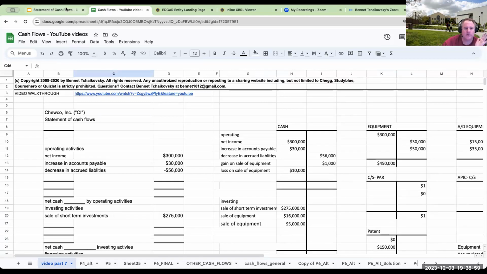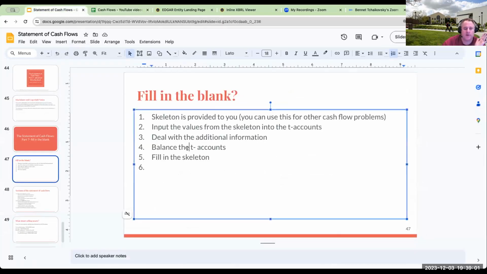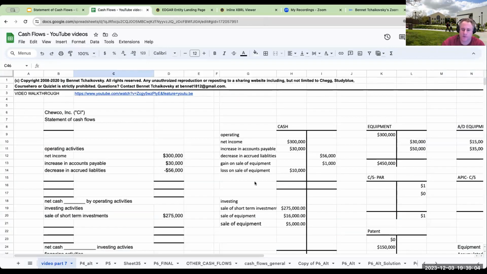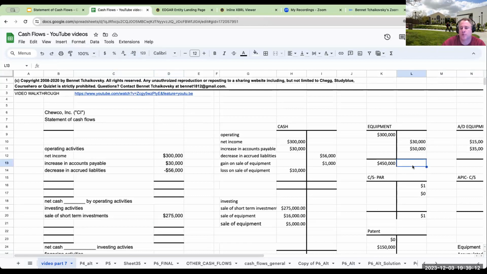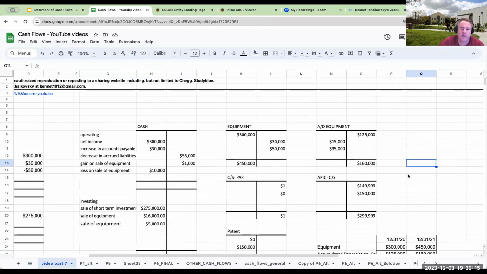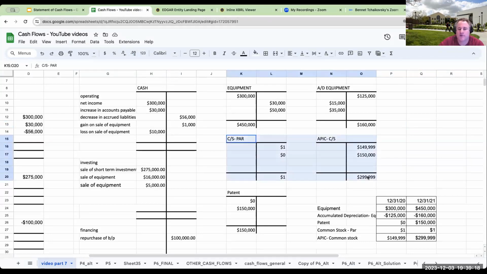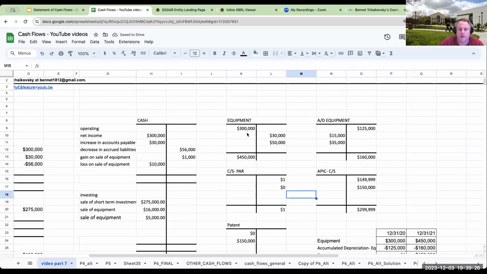So what I now need to go through and do is balance my T accounts. Remember, this question is already telling us what the total change in cash was. I know what I have to go through and get to. So that's what we're aiming for. But I have to make sure that my T accounts balance first. My common stock par, additional paid in capital common stock, and my patent all balance. So I'm good to go. This was a non-cash transaction. However, for the equipment, 300 minus 80 or 30 plus 50 does not equal 450, right?